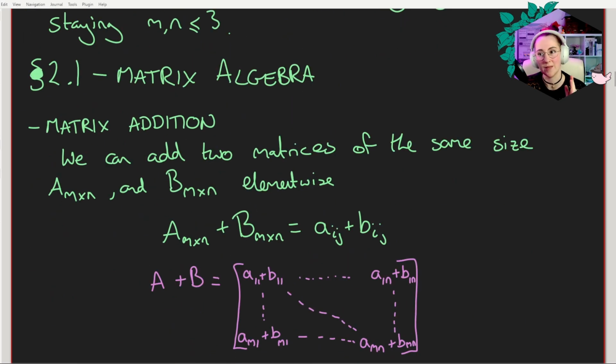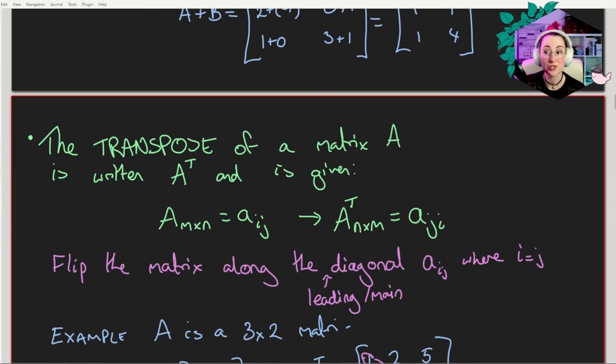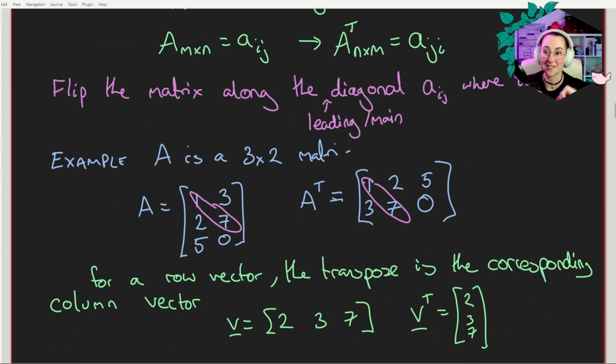And we introduced some algebra. So we did matrix addition. We just add element-wise, nice and easy. We introduced the transpose operator. That's where we just flip it along its diagonal.